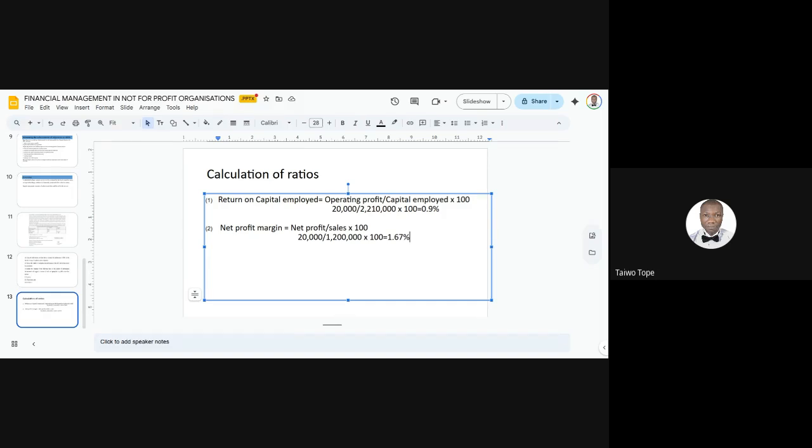So the asset turnover will be what now? Asset turnover. The formula is what?